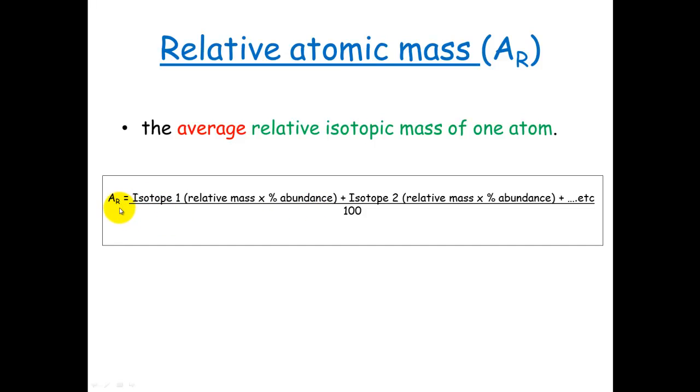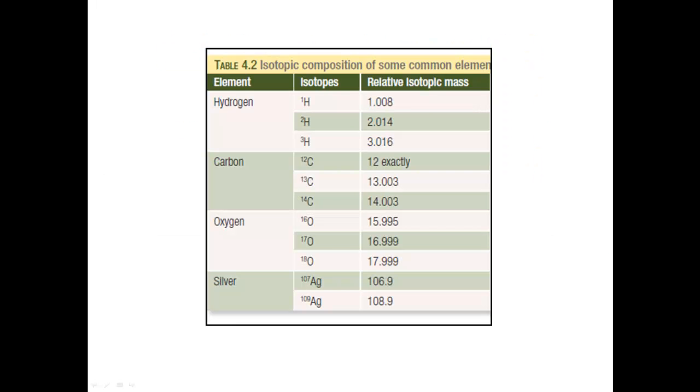So, relative atomic mass equals the relative mass of isotope 1 times its percentage abundance plus the relative mass of isotope 2 times its abundance. That gets divided by 100. I'm going to show you an example. So let's look at oxygen.